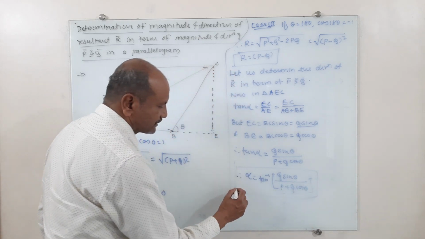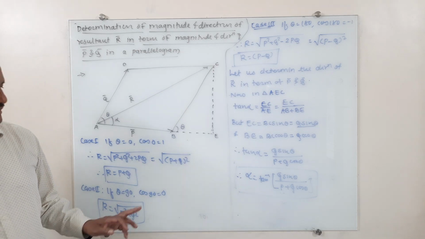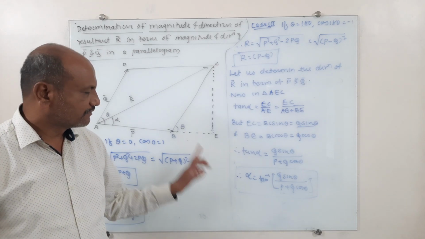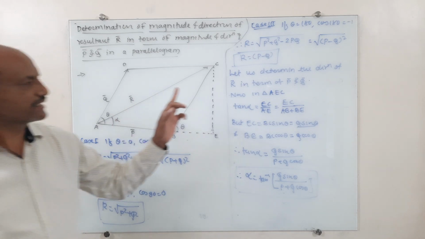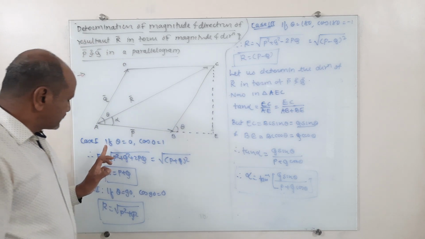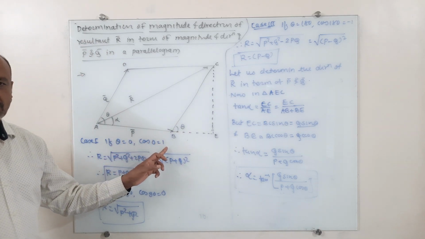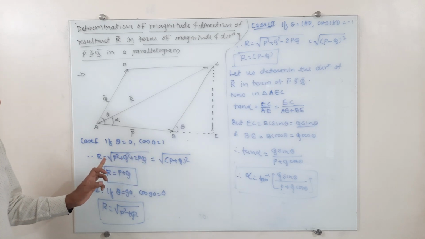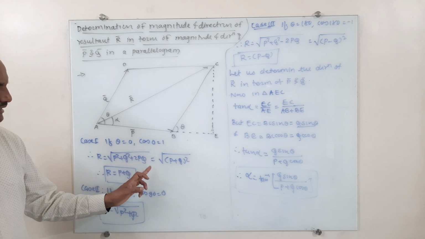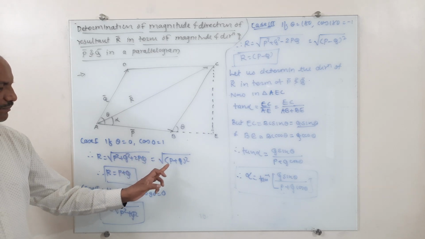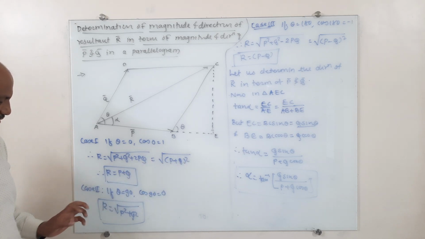This equation gives the direction of resultant vector R bar in term of P bar and Q bar. Once again told you that first, case number 1, if theta is equal to 0, cos 0 is equal to 1, R is equal to under root P square plus Q square plus twice PQ is equal to under root P plus Q bracket whole square, and we get R is equal to P plus Q.